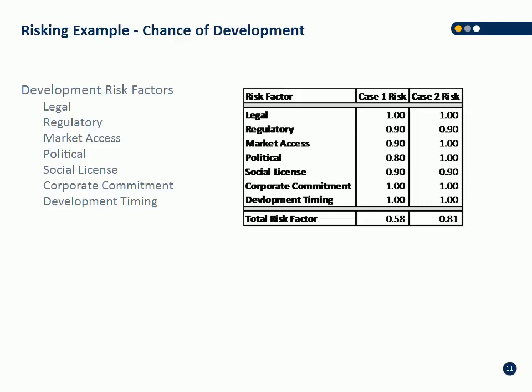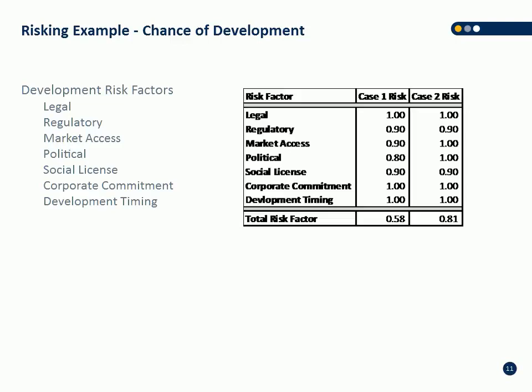So again, same case 1, same case 2. This example is just flowing through case 1. Again, you have high confidence on almost everything, but you have 4 factors that are less than 1, and you're down to a 58% chance of development success.